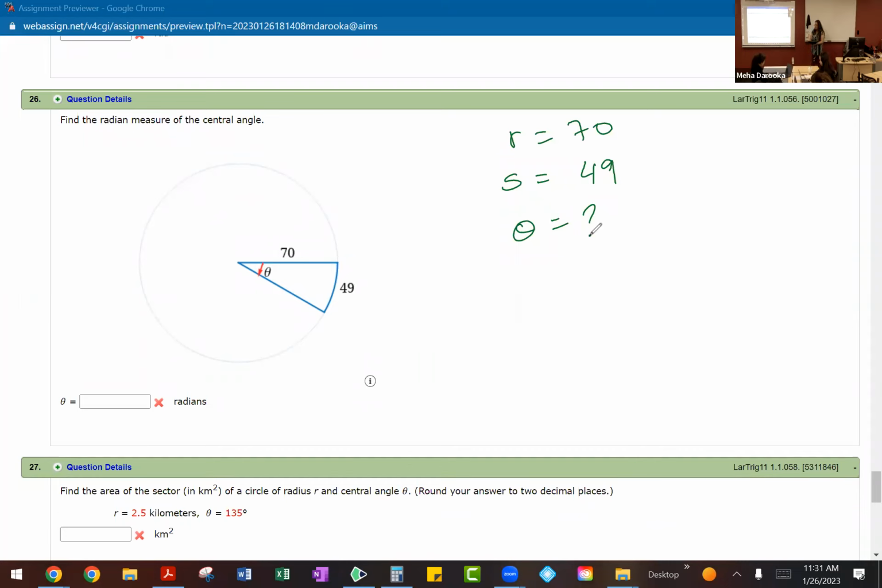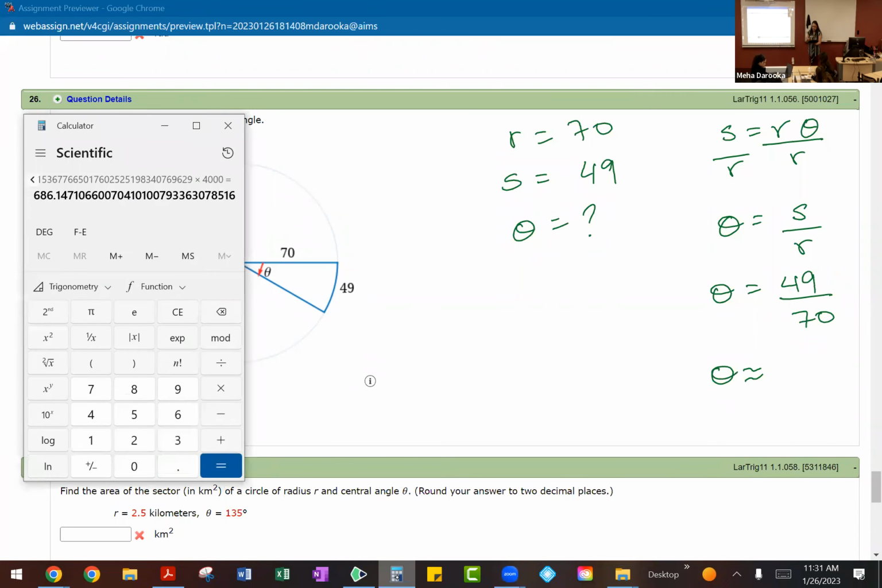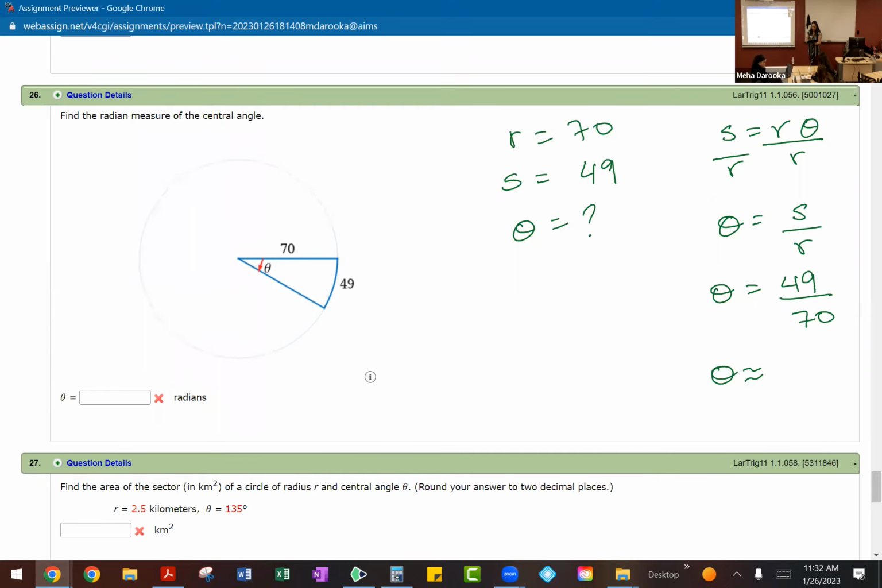Theta is equal to S divided by radius. Yeah, it's actually the same formula we just looked at. You're just solving it for theta. So divide S by R, and you have your theta, which in this case, our S is 49, R is 70, and what will that come out to be? 0 point something, right? 0.7. And remember, by default, this will be in radians.